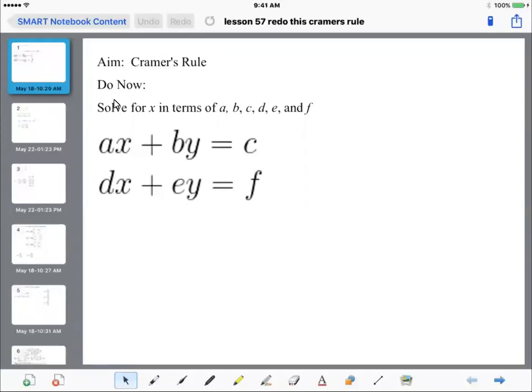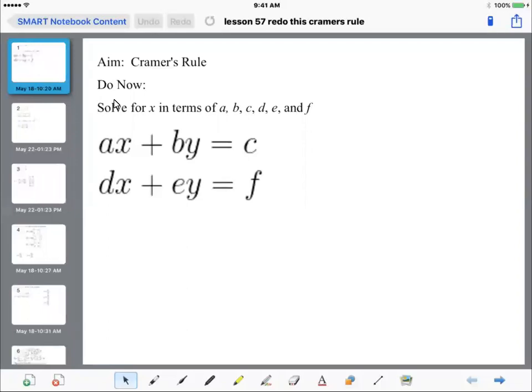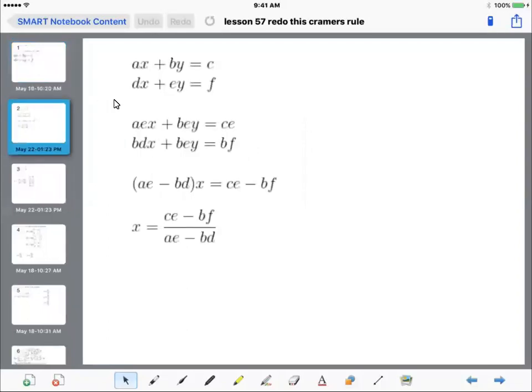Okay, I see some answers popping up in the chat. And yes, if you do the process, you do get (CE minus BF) over (AE minus BD). Now, if you look carefully at this, what are CE minus BF and AE minus BD? What do those remind you of?